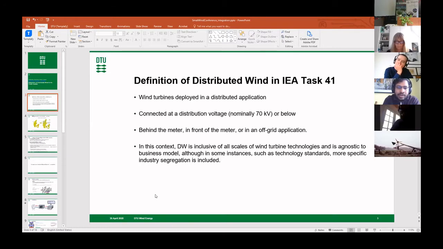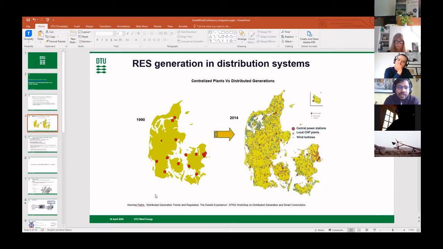Some of them are in front of the meter, some of them are behind meters, whereas some of them are very small kilowatt scale, whereas many of them are much more controllable and observable at a megawatt scale. But why is this more challenging for integration is that if you look at this very famous picture from the EnergyNet, although it's a bit old, that from 1990 to 2014, how Denmark has evolved in terms of the generation, moving from very centralized plant to very distributed generations, and many of these distributed generations are wind turbines, as you can see. So that brings up many new kinds of challenges.